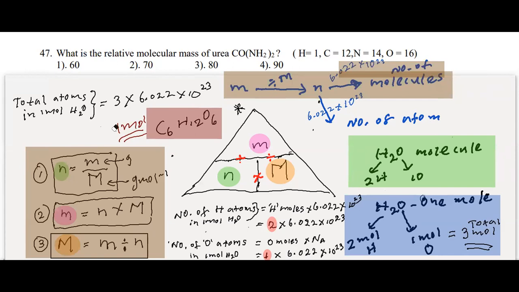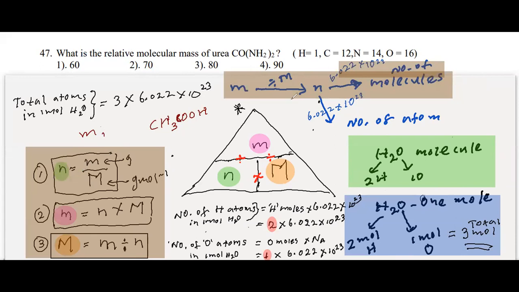Now imagine you are given, I'll give one more example, CH3COOH, acetic acid. If you are given 1 mole of acetic acid, either they will give the mass or the moles. If you are given mass, you can convert into moles using the first equation. So if they don't give moles, they will give the mass. Then you have to convert mass into moles first.